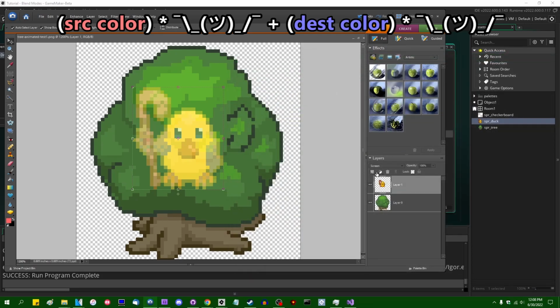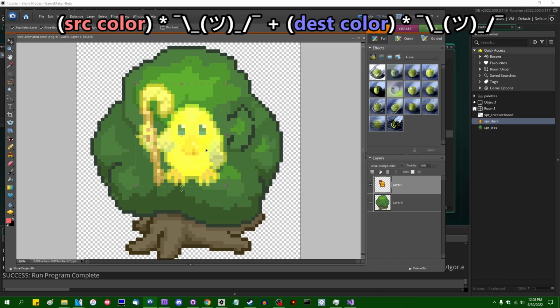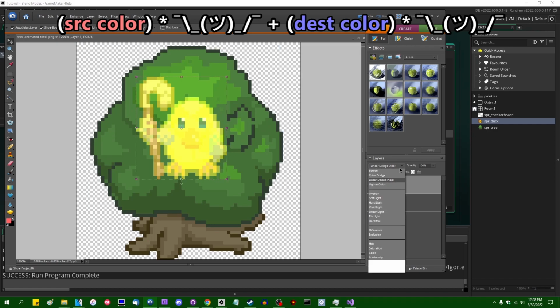Lastly, the last Photoshop blend mode that I'm going to talk about today is the one called linear dodge, and funnily enough, I believe this is just the same as additive blending. I don't know why Photoshop calls it this. I don't know why Photoshop doesn't put it at the top of the list, where the more straightforward ones are.